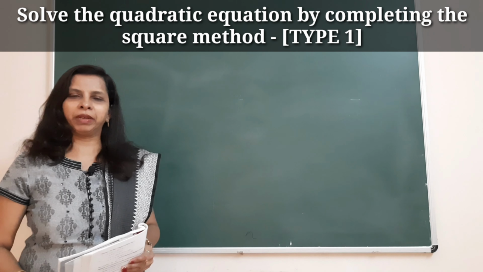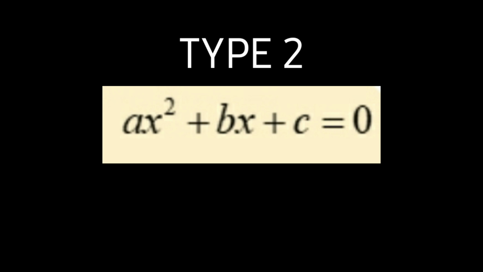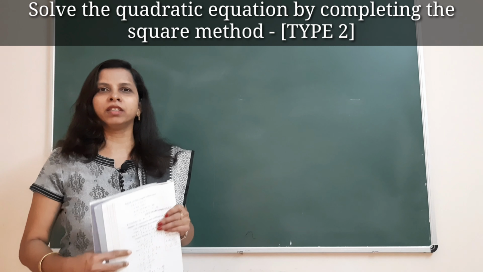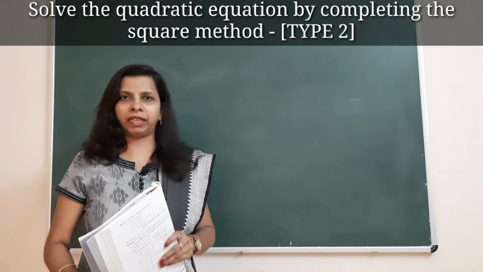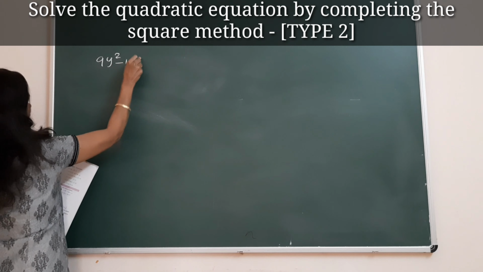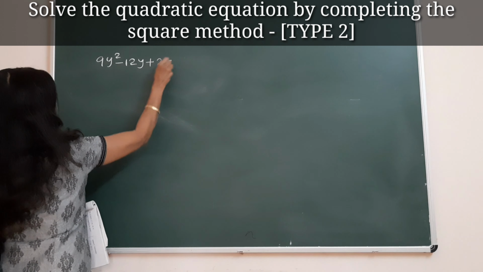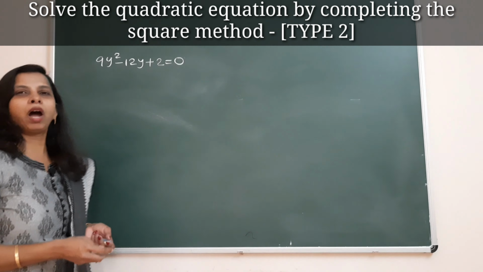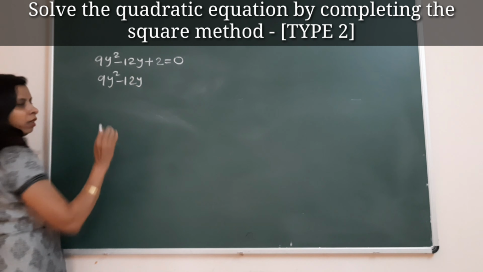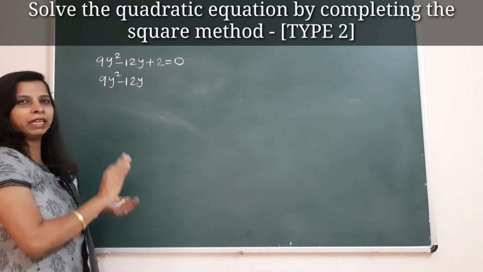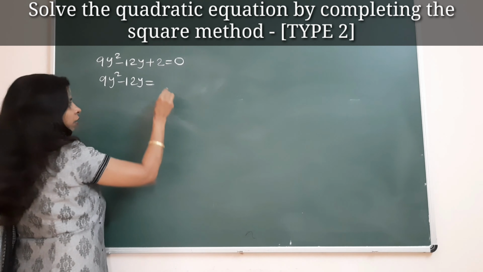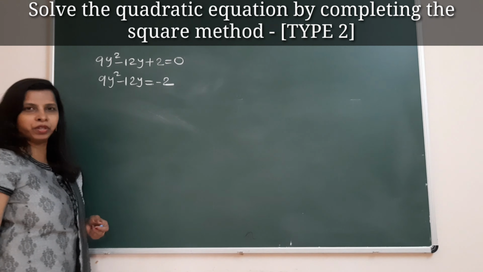Okay, let us begin with type 2 sum, where the coefficient of x square is other than 1. How to solve that? Let me take an example: 9y square minus 12y plus 2 equal to 0. How do we solve this? Keep 9y square minus 12y on your left hand side, and take the plus 2 to your right side, making it minus 2.